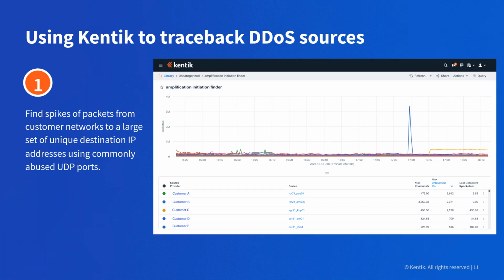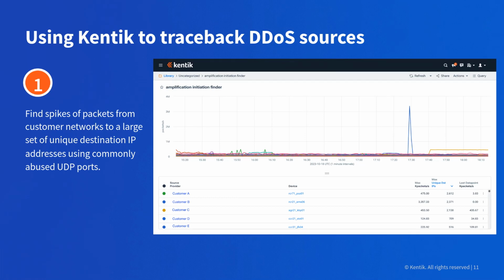And then you can run that, and you get what I like to call the first view, or we have this as a saved view of the amplification initiation finder, right? We have the source provider or customer name, the device, and then the two metrics columns, which are important: the unique destination IPs and the packets per second. And you want to actually look at this view sorted by both those metrics, because they will have different things appear and show up of interest, right?